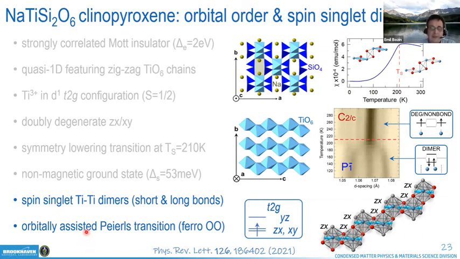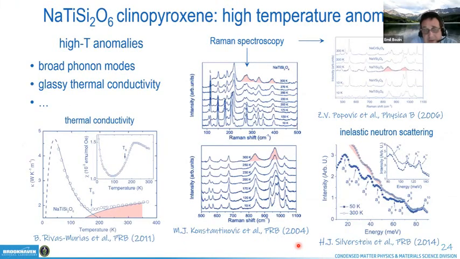And the transition is believed to be an orbitally assisted Peierls transition, where there is ferro-orbital ordering taking place. And then as you heat the system up, according to crystallography, these distortions disappear. You end up with a chain with homogeneous, single-valued titanium-titanium contacts. However, a number of property measurements have shown that the high temperature regime is anomalous.